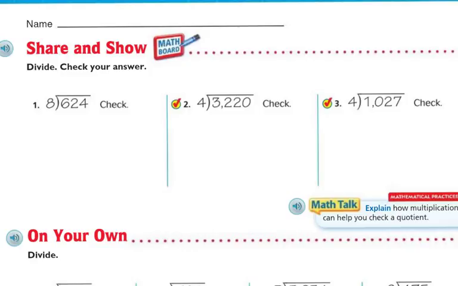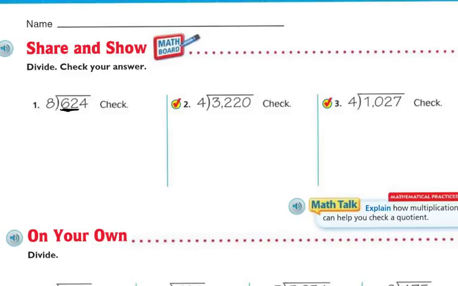Okay, for the next 3 problems, we're going to divide like we did yesterday, only this time we're going to actually check our answer and make sure that we got the right one. So the first problem, we have 624 divided by 8. So 8, can it go into 6? Well, we know it can't because 8's bigger than 6, so we're going to have to go to 62.